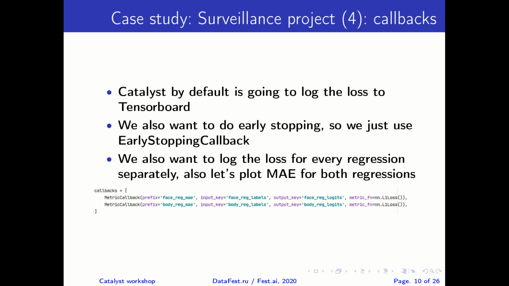Then we have to add Catalyst callbacks. By default, Catalyst has a callback which logs the loss to TensorBoard, but we also want to do early stopping based on the loss function, and Catalyst has built-in support for this. We just use the early stopping callback, but we also want to log the loss for every regression separately, so that if there is some problem, we are able to see which task is causing the problem, right? So we also plot the mean absolute error for both regression tasks.